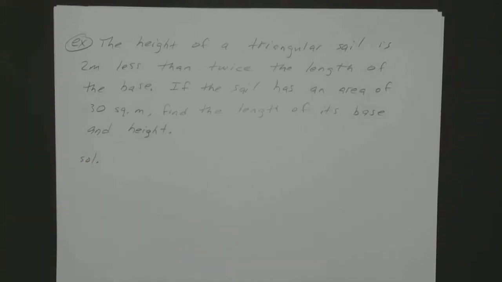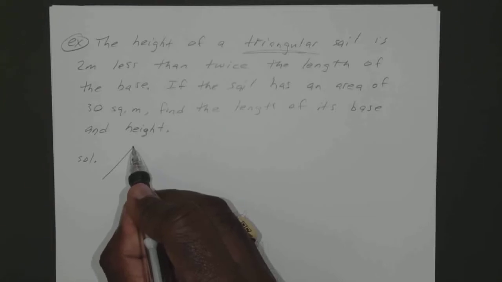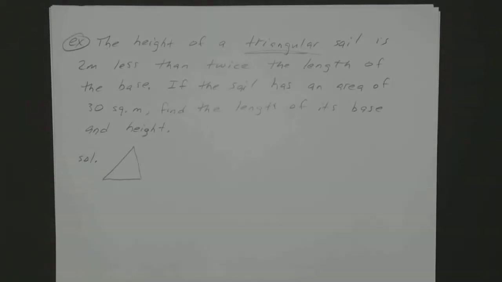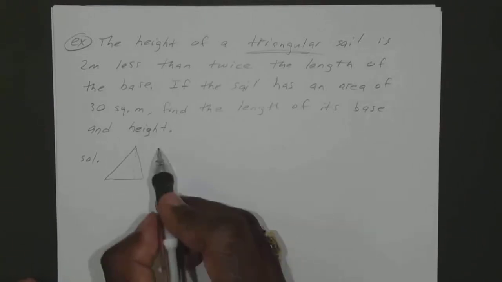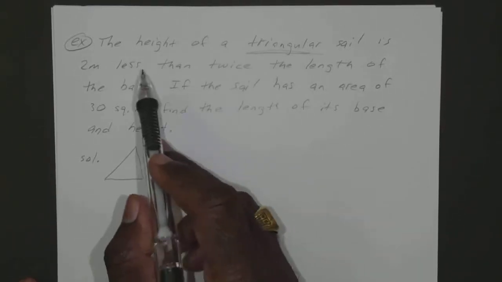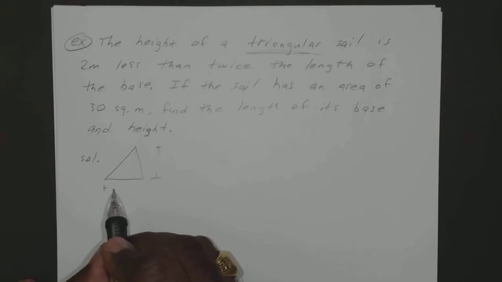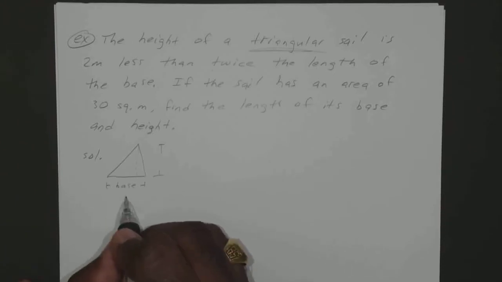Alright, so this is where it helps to draw a picture. You know you have a triangular sail. Okay, so let's say we have a sail. Say that's pretty triangular. Okay, so this is our height, or we can put it outside if we want to. The height is 2 meters less than twice the length of the base. So if this is our base, we can make that equal x.